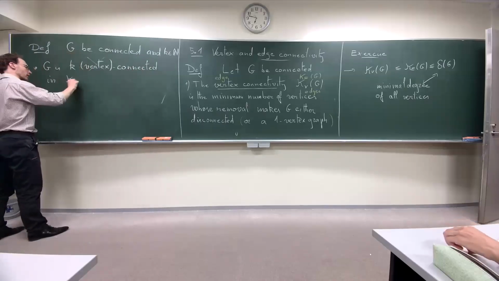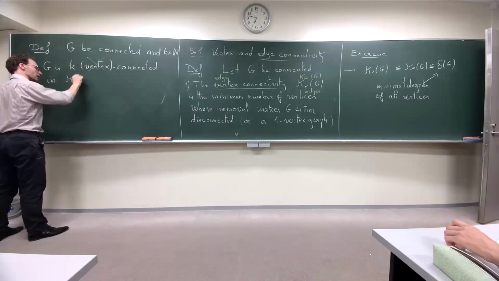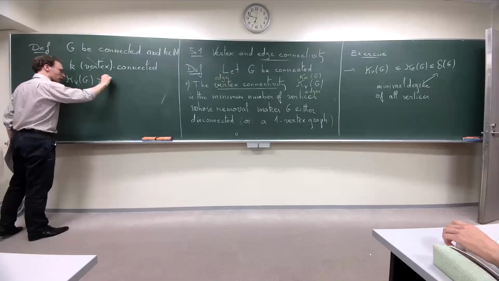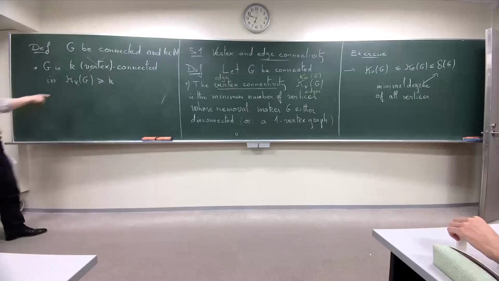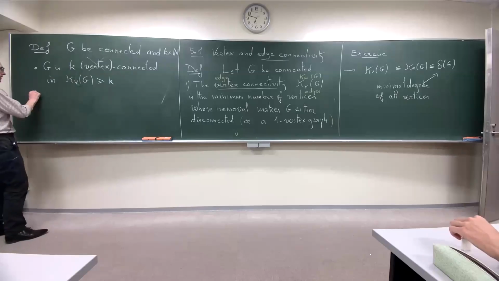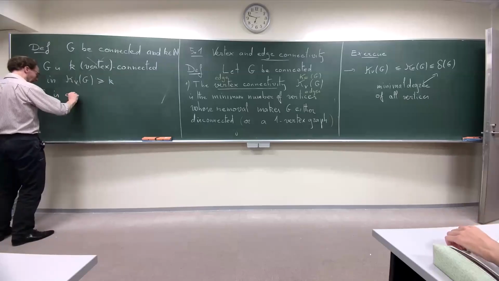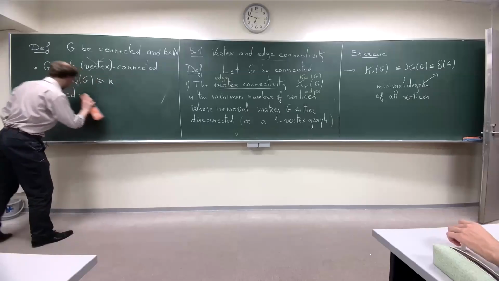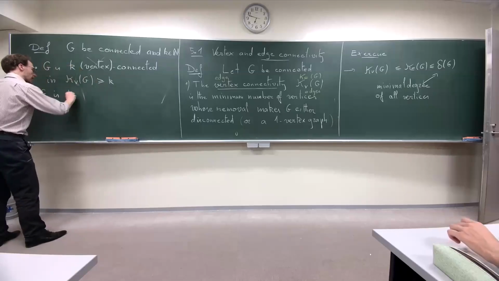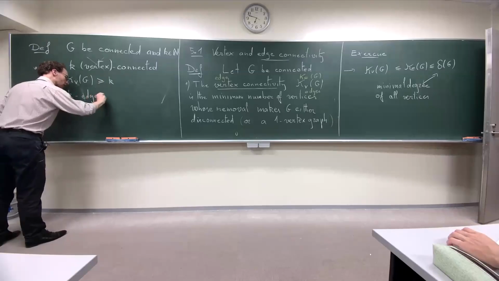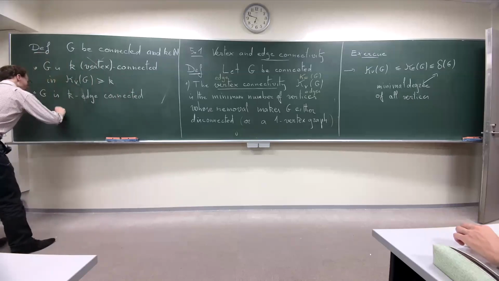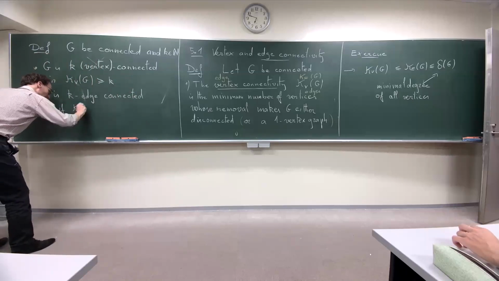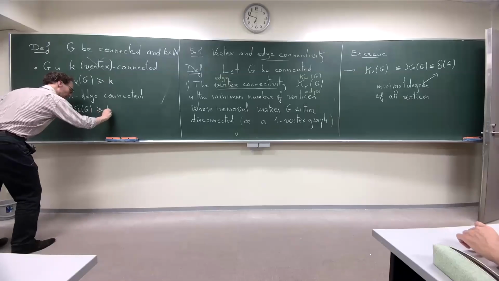If this kappa V of G is bigger or equal to K. So it means any K which is smaller than this is fine. And now, I have to keep it, G is K edge connected if kappa E of G is bigger or equal to K.